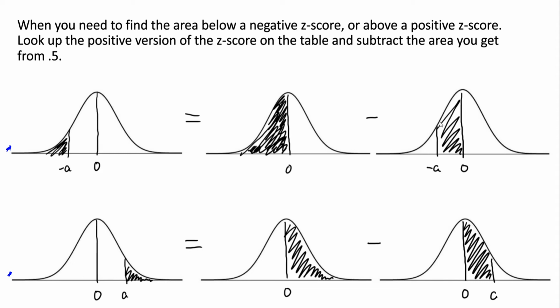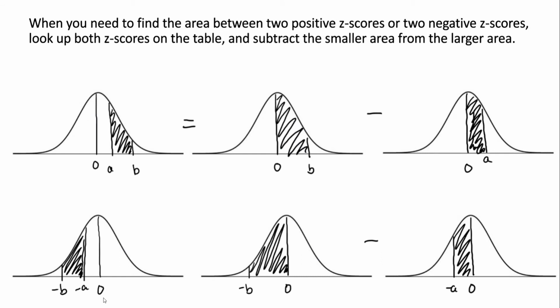So what we're going to look up on the table is this piece of area over here, and then you're going to subtract this from 0.5, so you're left with the shaded area that you want to find. So remember, this full half over here is always going to be equal to 0.5. Whenever you're dealing with an entire half of area above the mean or below the mean, it's equal to 0.5. And we can look up the area between 0 and negative a, or we can look up the area between 0 and positive a, subtract that from 0.5, and then you're left with this shaded tail end.